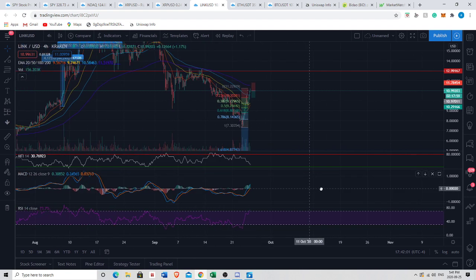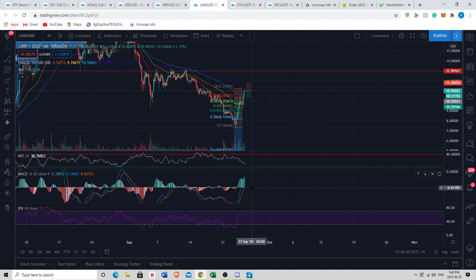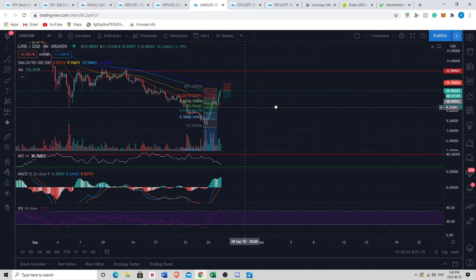What is the MACD on the 4-hour saying? Who knows? The money flow is not really telling me a whole lot right now. The MACD on the 4-hour, but the money flow index showing that money is flowing out of the market. So I presume that buying power is slowing down.